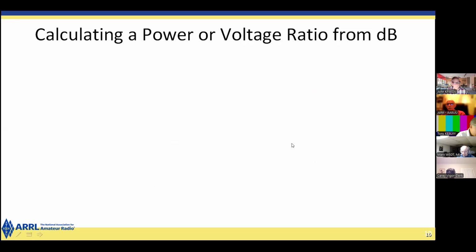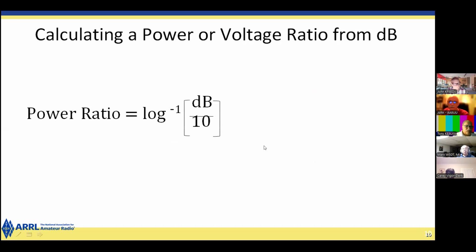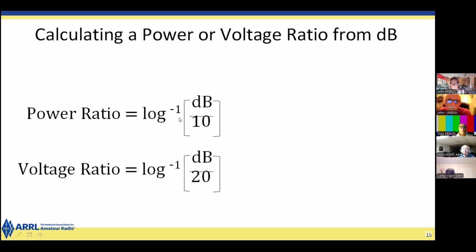Calculating power or voltage ratio from dB. Now this one sent me back to the manual. Of course, he didn't get his little divider here very well; I didn't get it cleaned up. But I think we've been through this before, right? It's dB over 10 for the power ratio. The power ratio is equal to the anti-log of dB over 10, and the voltage ratio is the inverse log of dB over 20. I don't know why they present it that way, but that's what they wanted to do.